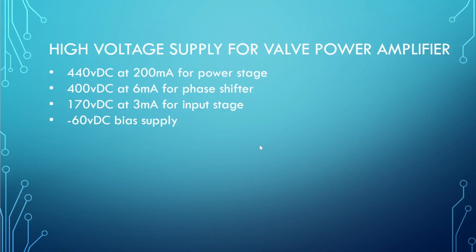Here we are looking at a high voltage supply, or an HT supply, for a valve power amplifier. I need somewhere around 440 volts, and I think I need about 160 milliamps, but I'm rounding that up here. That's for the main power stage, and then there's a few other stages here that have got a somewhat lower voltage but much lower current. So we need three supplies in total, and then we need a negative supply to bias the valves, so we'll look at that.